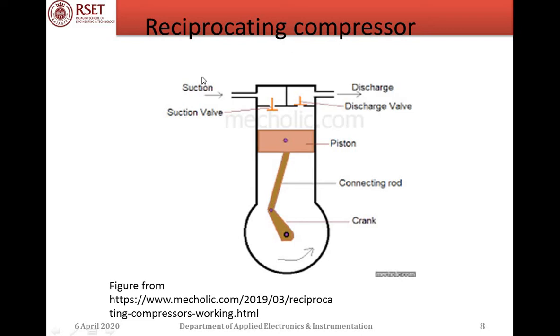Okay, next portion comes with the reciprocating compressor. Reciprocating compressors have a piston and cylinder arrangement together with a suction valve and discharge valve. During the forward stroke motion, the gas gets sucked into this chamber, and during the upward stroke, the suction valve will be closed and the discharge valve will be open, thus delivering compressed gas into the discharge section.